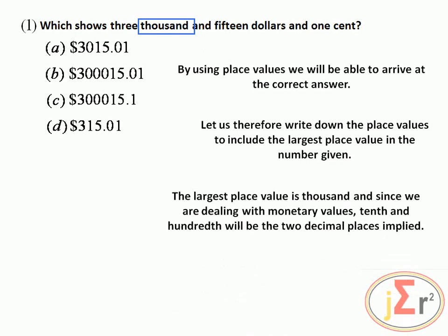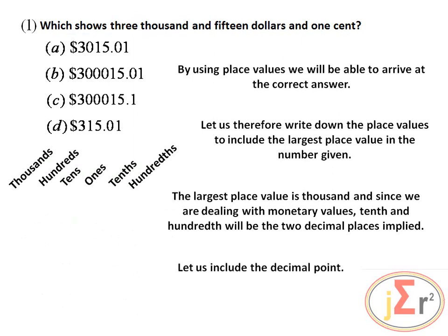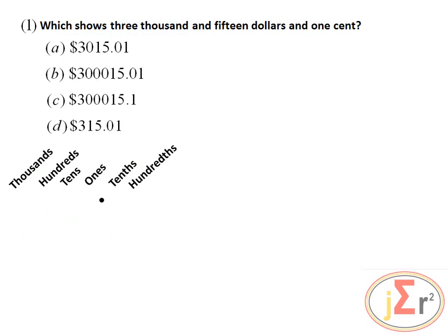The largest place value is 1,000, and since we are dealing with monetary values, tenth and hundredth will be the two decimal places implied. Let us include the decimal point. So let us write that decimal point exactly where it should be written. Let us write the number down using the place values as a guide.